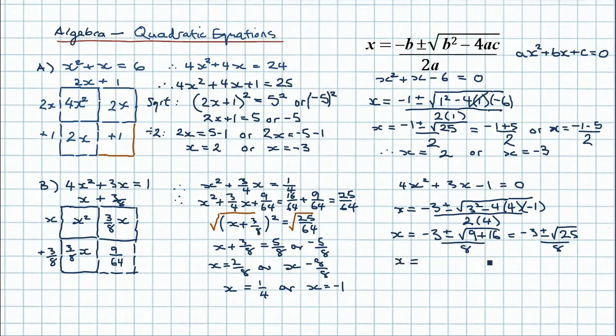And now we are going to move into our two solutions. So x equals either minus 3 plus 5 divided by 8, or x equals minus 3 minus 5 all over 8. In other words, let's write it properly, x equals minus 3 plus 5, that's 2/8, in other words 1/4, or x equals minus 3 minus 5, that's minus 8 over 8, so minus 1.